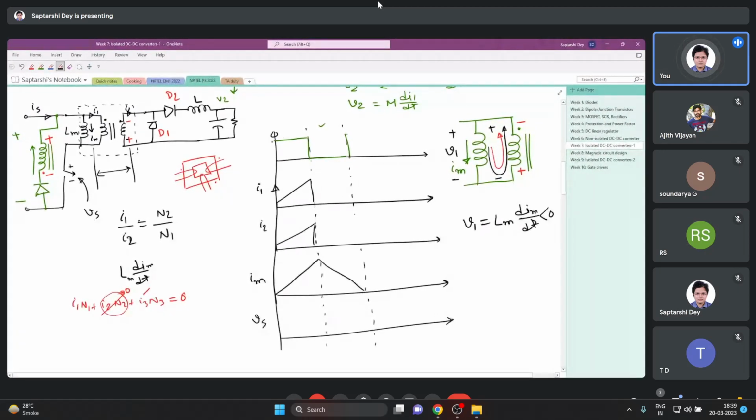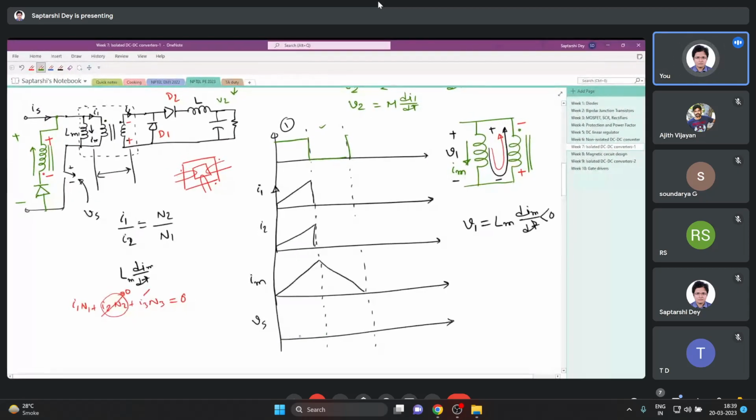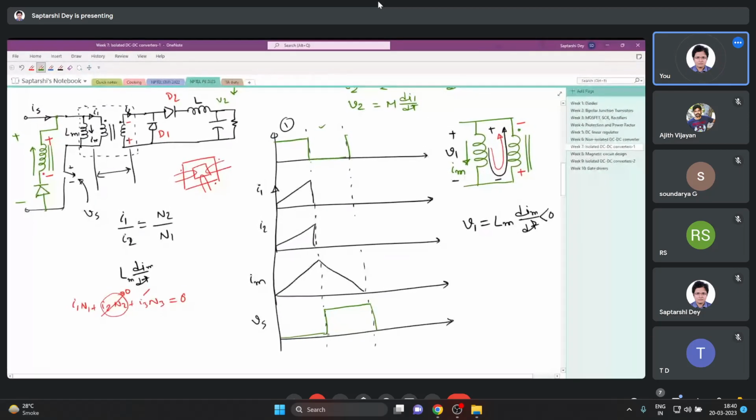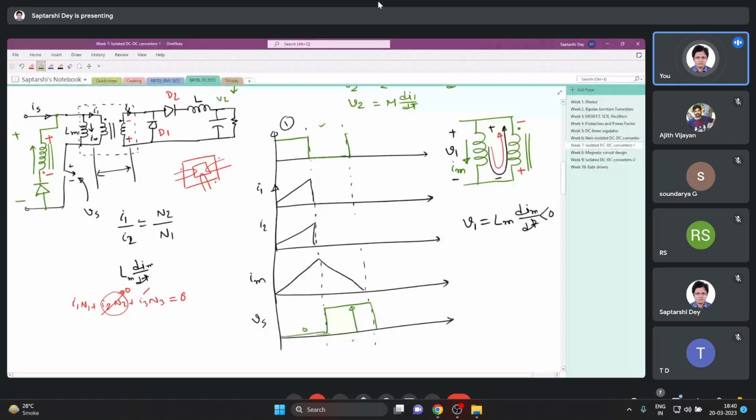Now, when the switch is closed, that is during this interval 1, the switch is carrying current. So the switch voltage at that time is 0. And when the switch is open, then at that time it is blocking some voltage. So it is like this. It is 0. So we have to find out this amplitude, right?